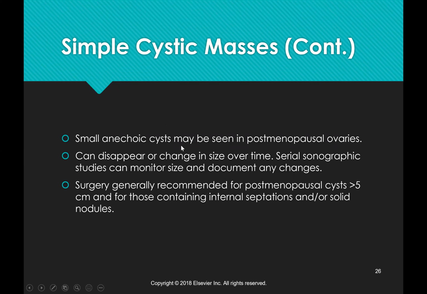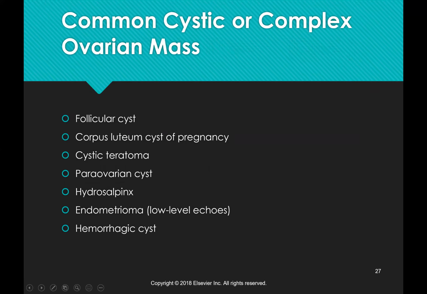Sometimes you'll see small anechoic cysts in the postmenopausal ovary, but they're a little bit more concerning with postmenopausal ladies just because they have a higher chance of ovarian cancer. So a lot of times if there is a cyst, we will scan multiple times throughout the months to see if it changes. And surgery is generally recommended for postmenopausal cysts greater than 5 centimeters, or those that contain internal septations or solid nodules.